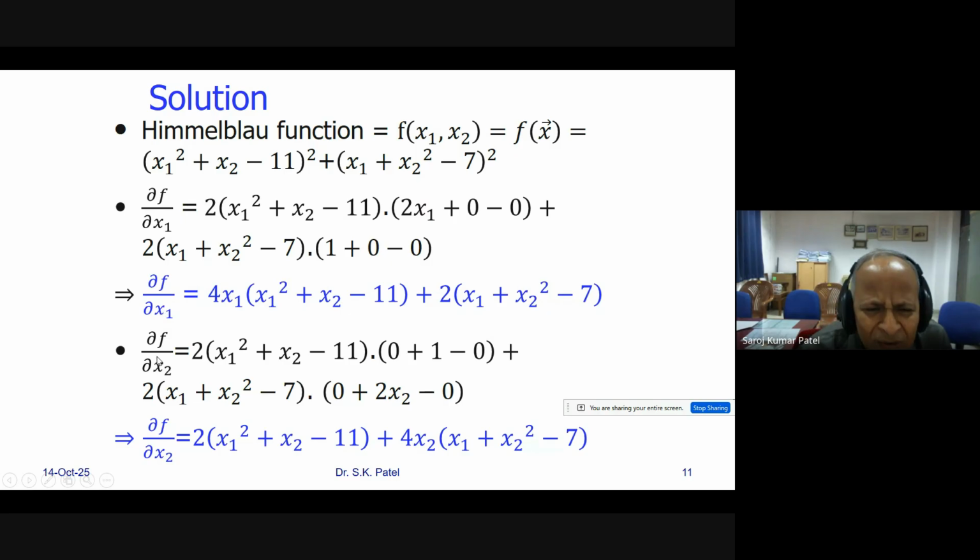Now for del f del x2, twice whatever is inside, then whatever is inside you have to differentiate with respect to x2. So x1 square is now constant, so 0. For x2 it is 1. For 11 it is 0. Then for the second term, twice whatever is inside into the derivative of the inside. So for x1 it is 0, x2 square gives twice x2, and for minus 7 it is 0. On simplifying we get these expressions. So this is the gradient vector.